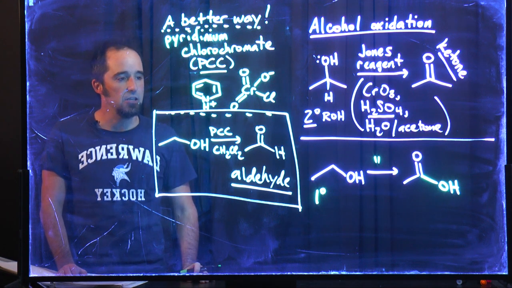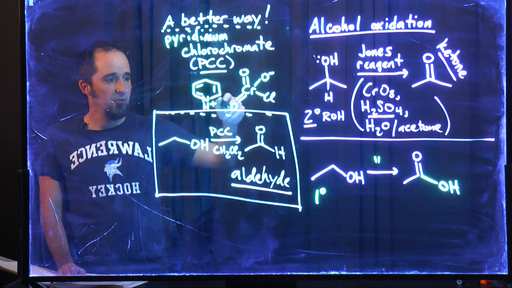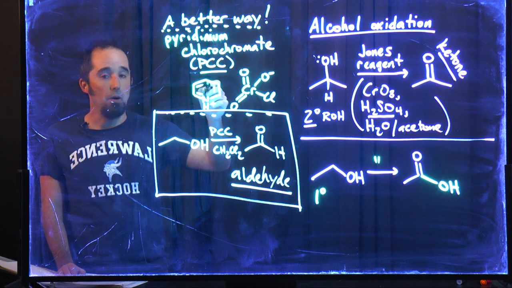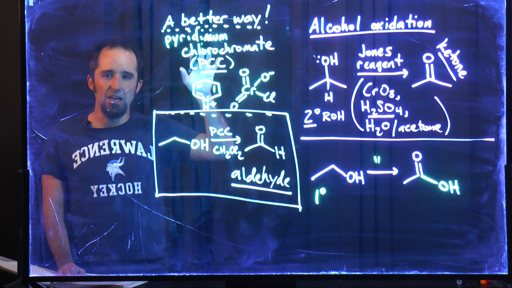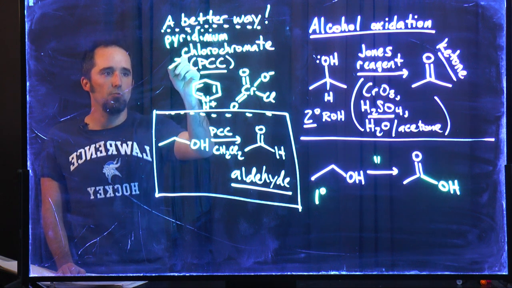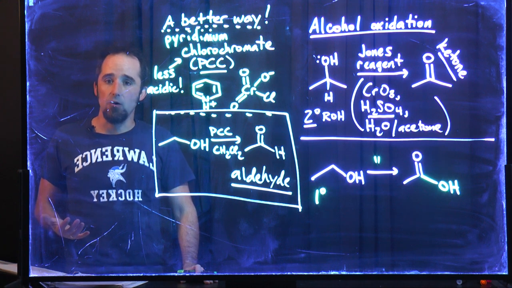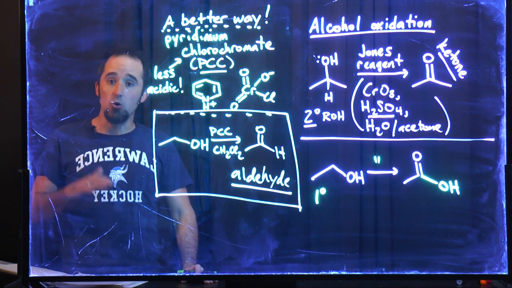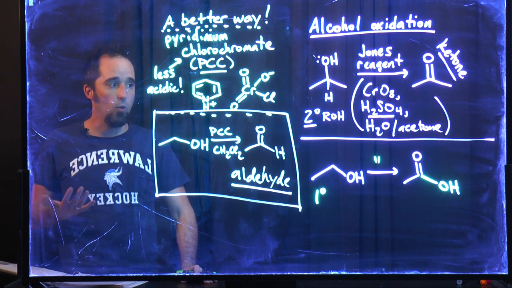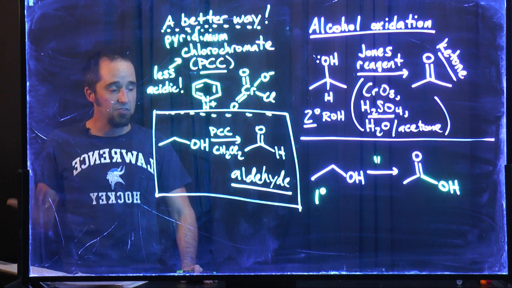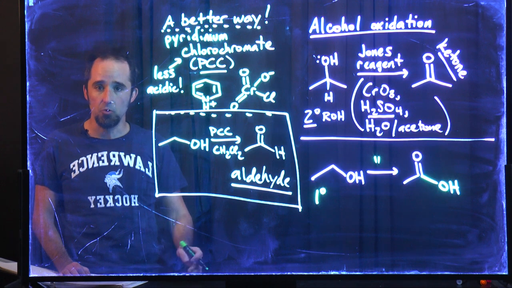This is what PCC looks like. It's essentially chromic acid with HCl instead of sulfuric acid that's been buffered with this base. Pyridine is an amine base. And so it's just kind of like a less acidic Jones reaction or reagent. So it's less acidic. That means that A, it's probably safer for our molecule, but also B, it's going to slow the rate of hydrate formation. And so we're not going to have that equilibrium quite as much as we did before. And because we don't have hydrate, we don't have overoxidation to the carboxylic acid that goes through the hydrate.